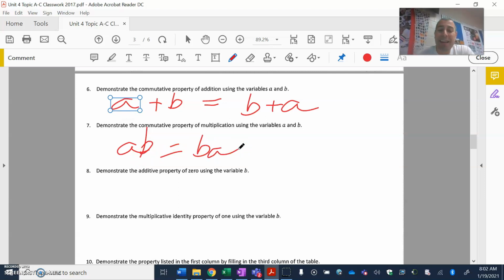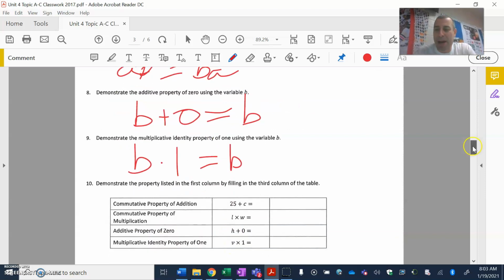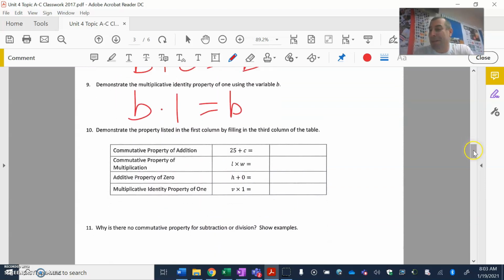Demonstrate the additive property of 0 with the letter B. Okay, so again, if we add on 0, what happens? Nothing. All right, we get the exact same thing all over again. Demonstrate the multiplicative identity property. Okay, multiply to get itself. So if you take the number B and you multiply it by a 1, you get yourself right back. What we don't want to say is times it by a 0. Or if we're doing the additive identity, we don't want to say, ooh, let's add a 1, because again, that's not going to get the same thing back.